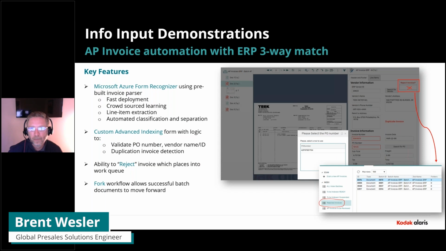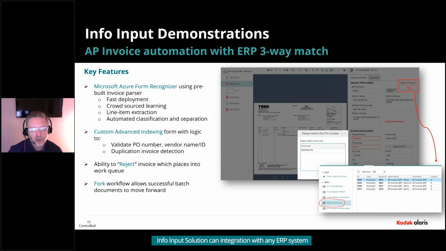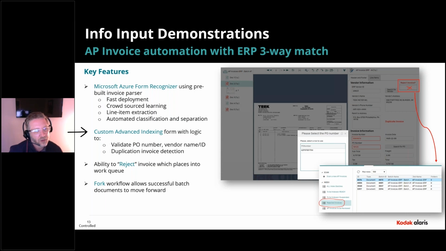So the first one, and probably the most applicable, is AP invoice automation with an ERP system. Unlike a lot of capture solutions, we have what we call custom advanced indexing forms. What this allows us to do is automate and put different trigger points in the UI itself. You can see on the screen, in that screenshot on the right, in the header, footer, and line items, a reject invoice button and a search for PO button.